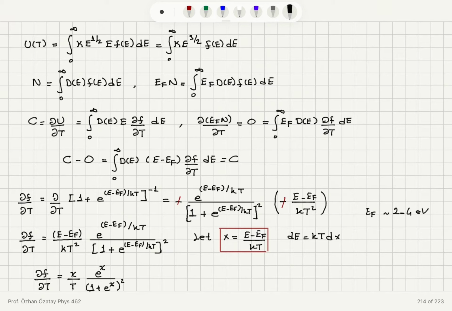So we're going to play a trick here in order to calculate the heat capacity. We take the expression for capital N and multiply it with the Fermi energy. That gives us E Fermi times N equal to the integral from 0 to infinity of E Fermi times the density of states times f(E) dE. So the heat capacity will be the derivative of U with respect to T.